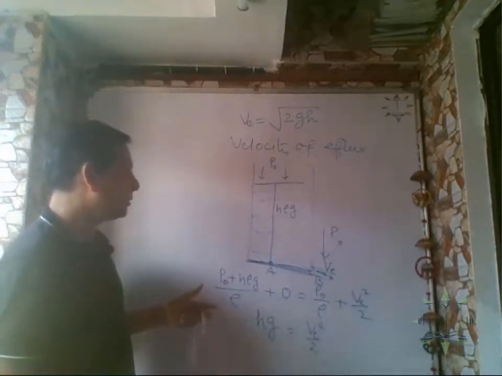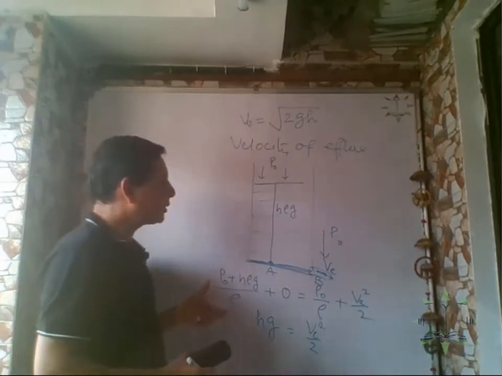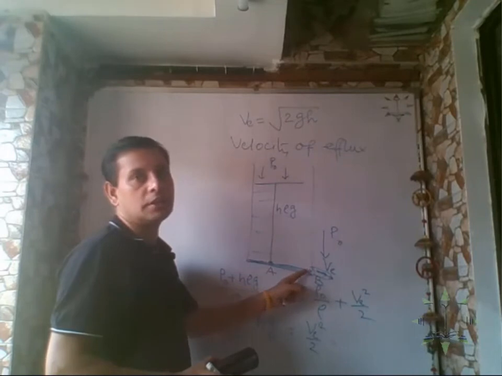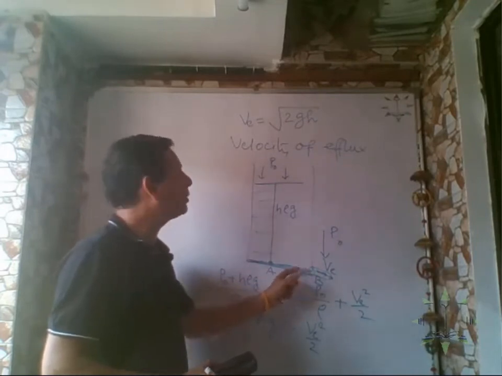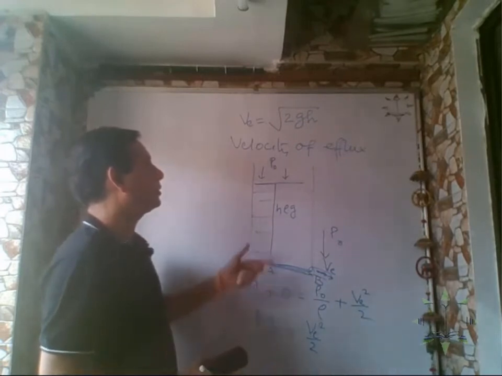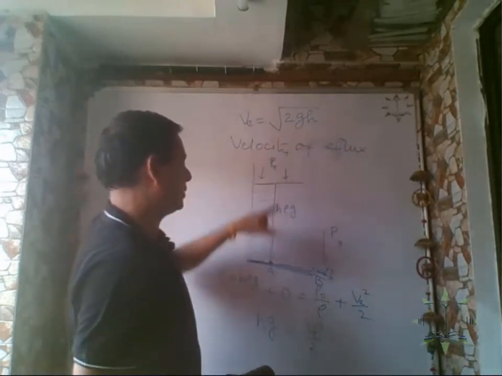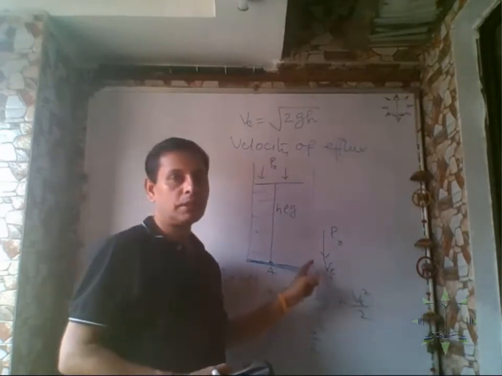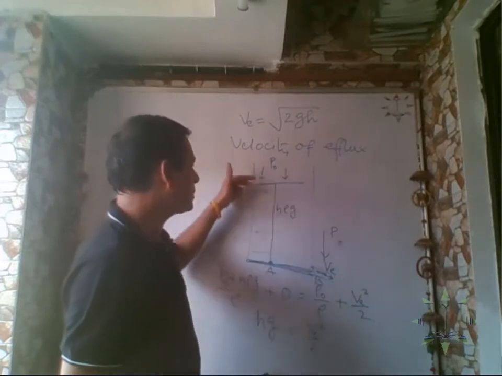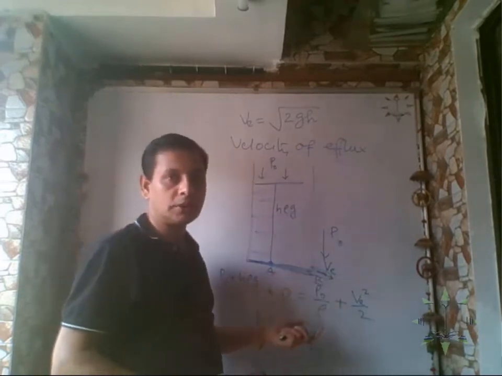So Bernoulli's theorem, the equation of continuity, helps us find with what velocity the liquid will come out of this orifice, this hole. Now we apply our common sense. If H is more, then the liquid will come out with higher speed. So as the level of liquid decreases, the velocity of flow also decreases.